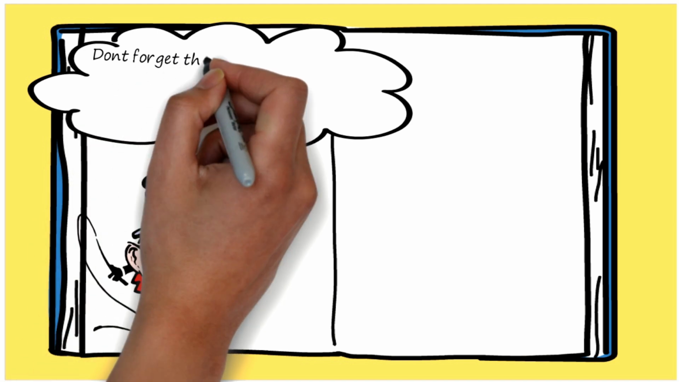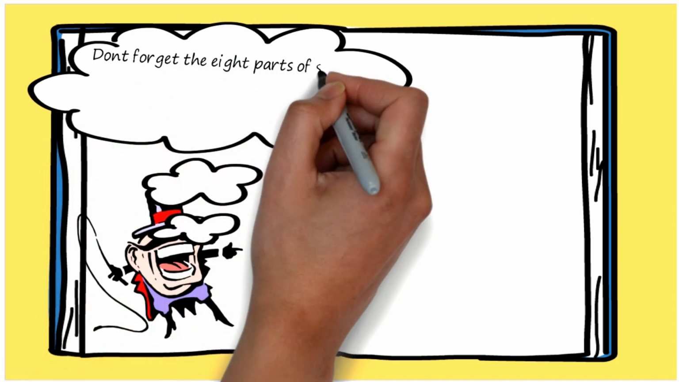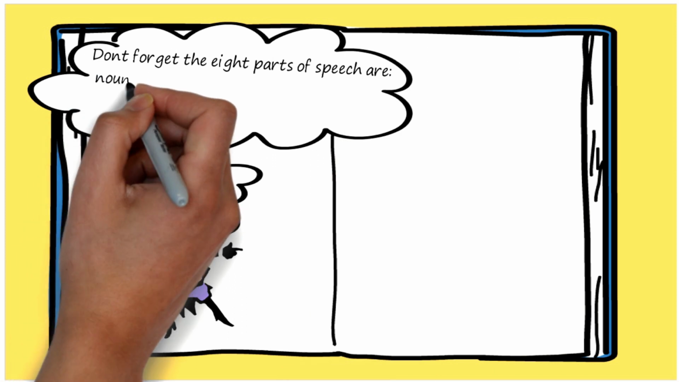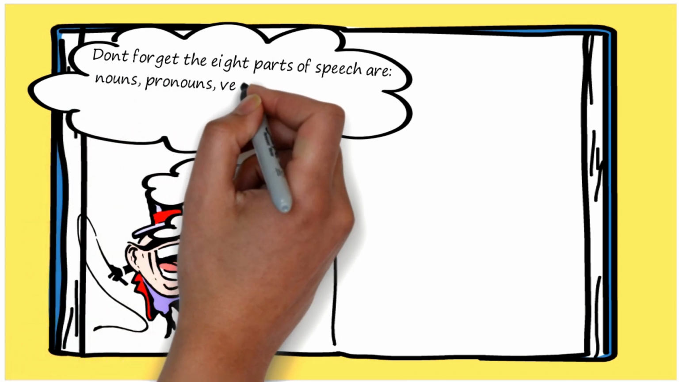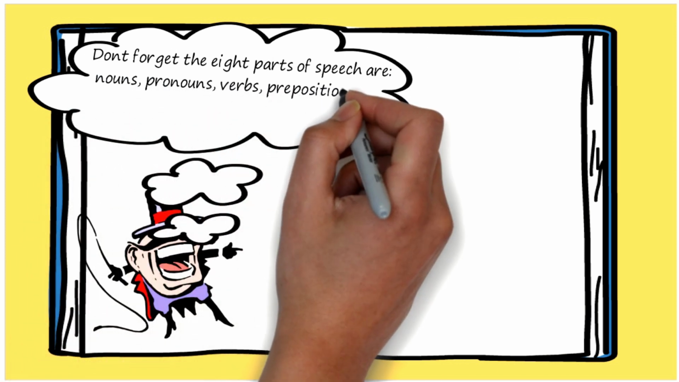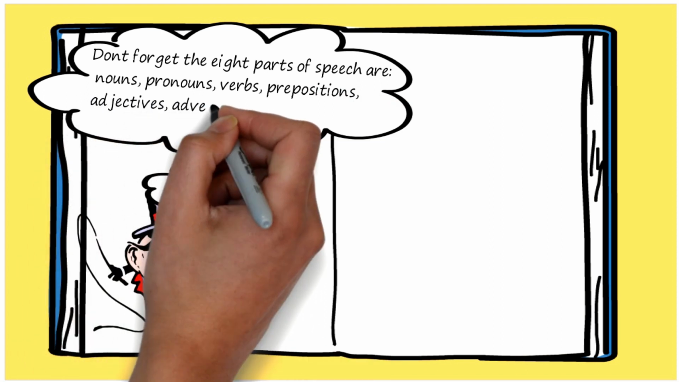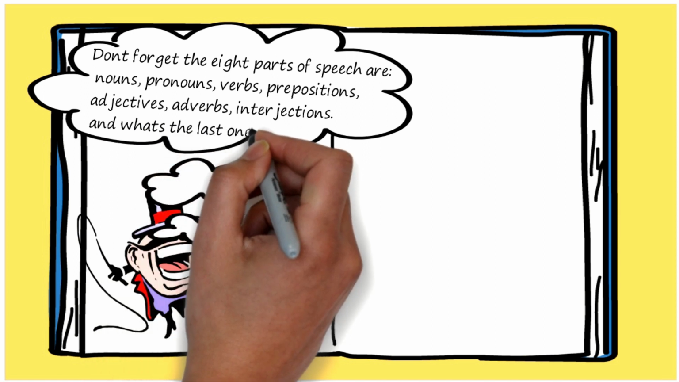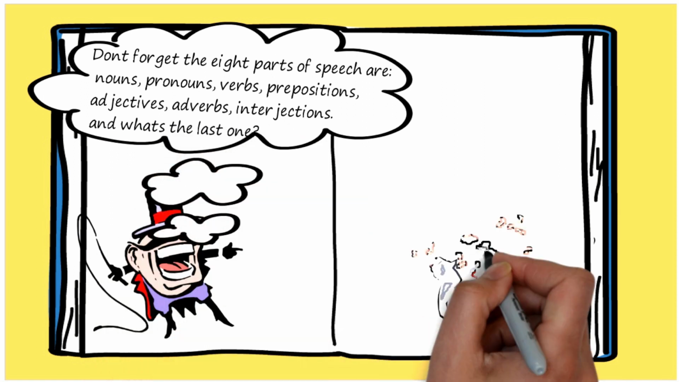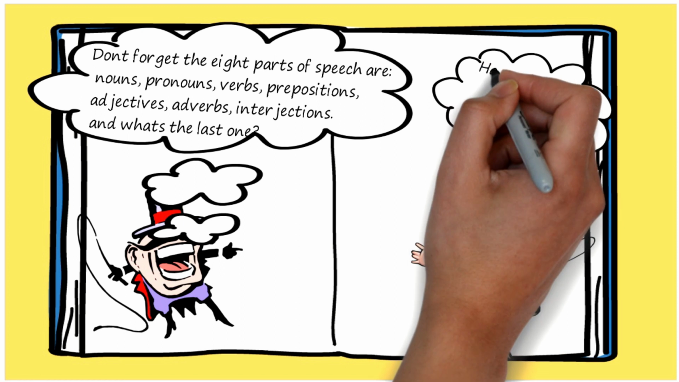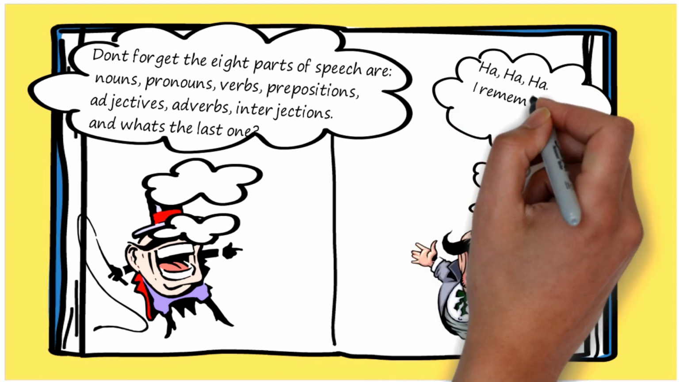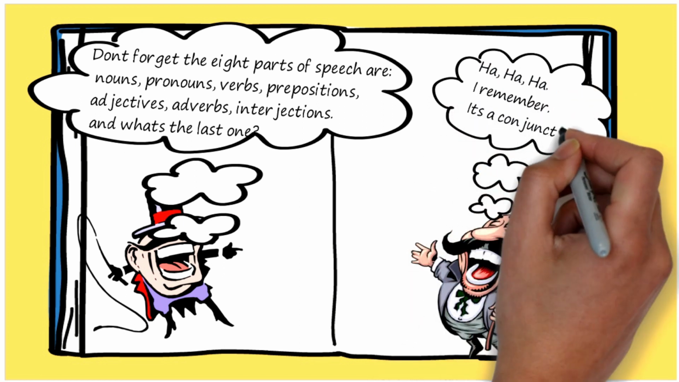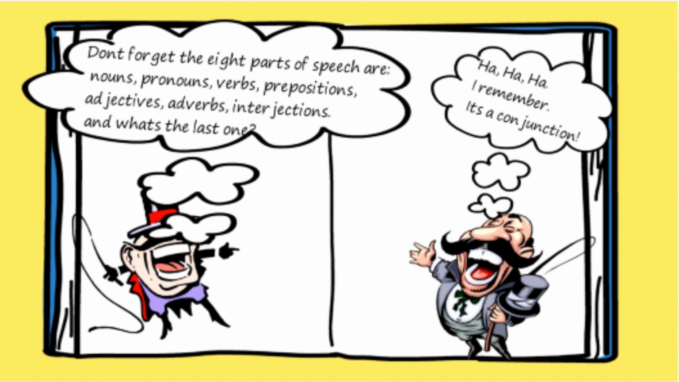There you are. So don't forget the 8 parts of speech. Well, these are nouns, pronouns, verbs, prepositions, adjectives, adverbs, interjections. That's just 7. And what's the last one? Yeah, I remember. It's a conjunction. Conjunctions are very important. They help us to make longer sentences.